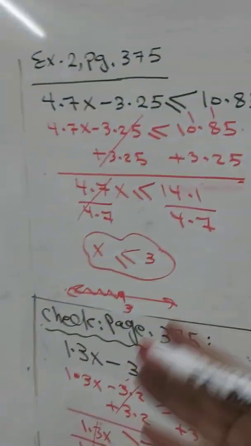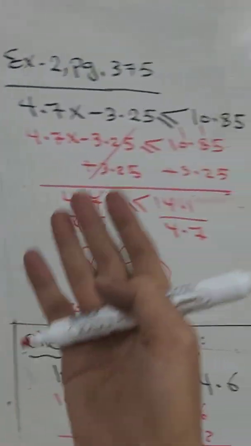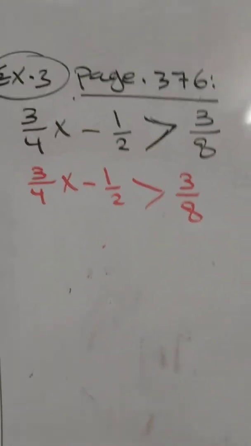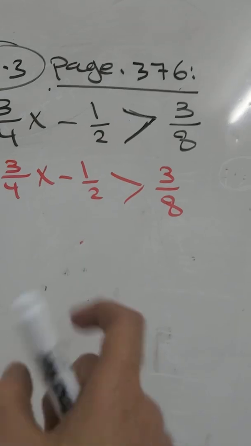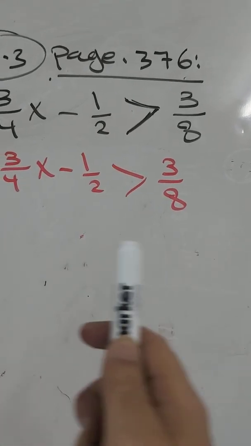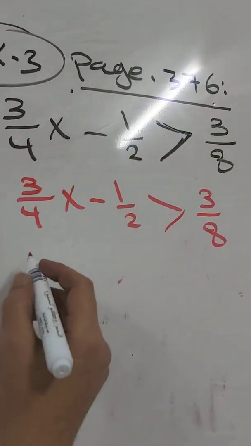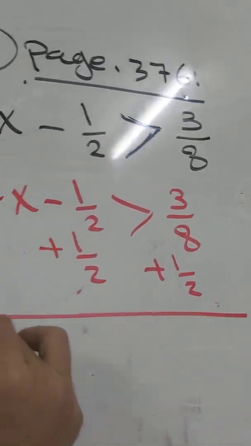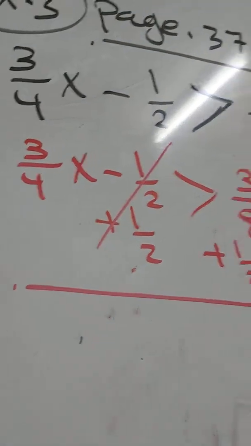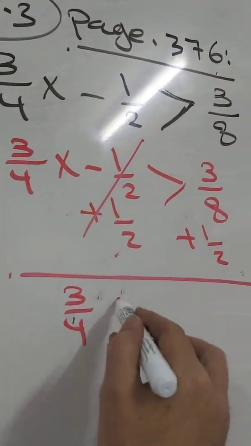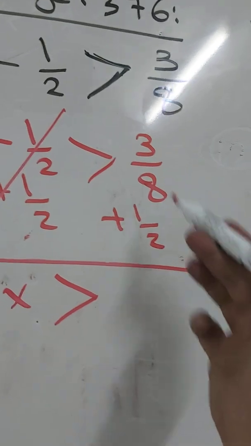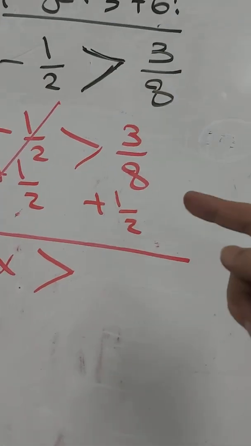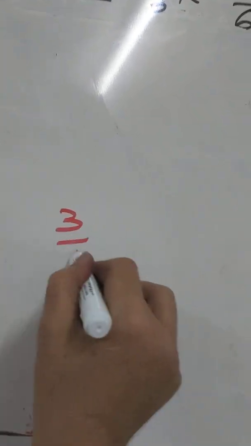Now I will do the same steps which I did with the integers and the decimals. I will do the same steps with the fractions. Here, I will add 1 over 2 to both sides because we have subtraction. Half minus half is 0, still 3 over 4x, more than, and on the other side we take 3 over 8 plus 1 over 2.